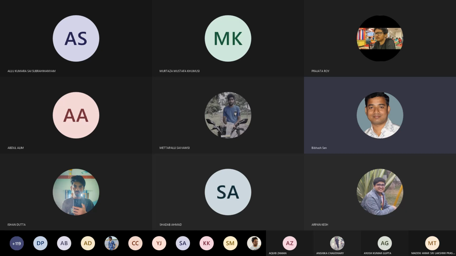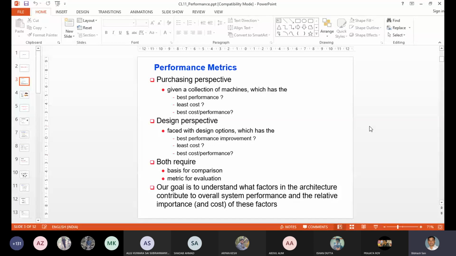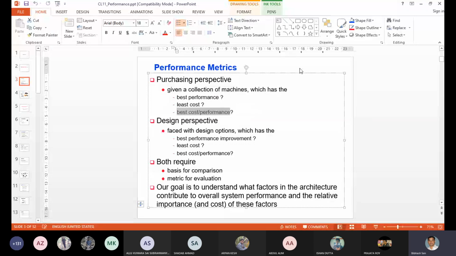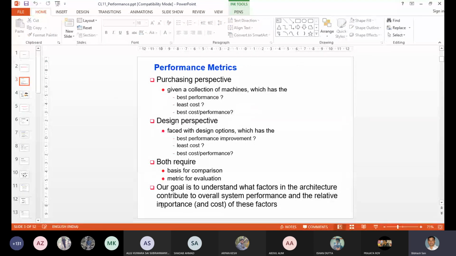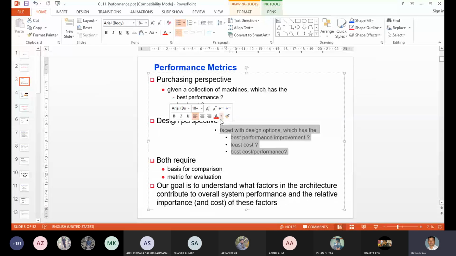Okay, so up to this we have done: from a purchasing perspective, the least cost is the main parameter, and from a design perspective, that will be another key problem.